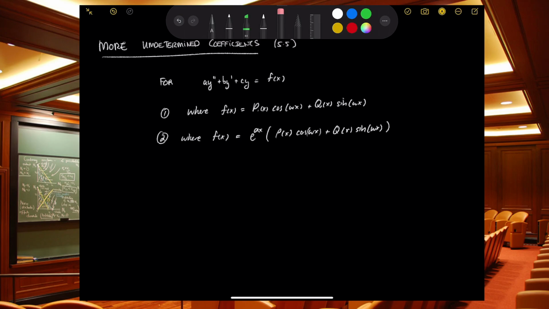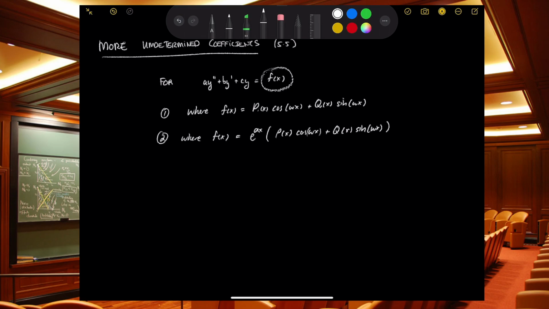Okay, so some more equations with undetermined coefficients, where we try a guess and hope it works out and then kind of alter the guess if it doesn't. So this is for second order equations that have a forcing function over here.